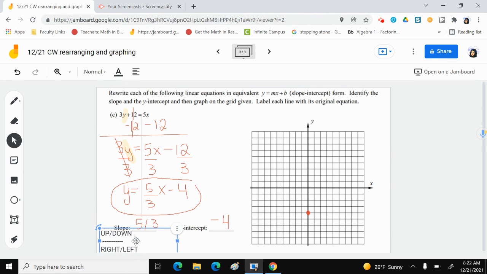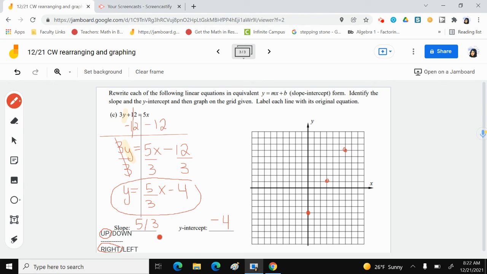So since it's a positive over a positive, I'm going to go up 5 and right 3. So up 1, 2, 3, 4, 5, right 1, 2, 3. Up 1, 2, 3, 4, 5, right 1, 2, 3. I can't do any more this way.